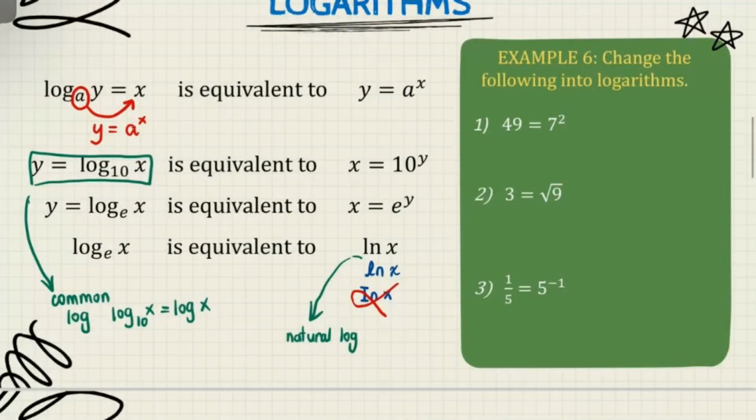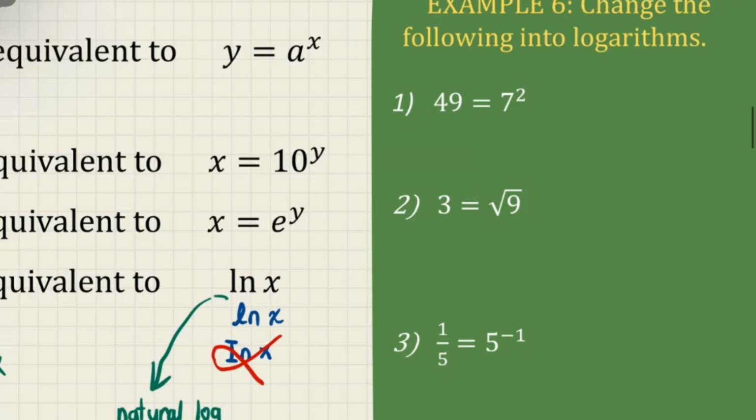Okay, now kita pergi pada example yang mudah. How to change the following index into logarithms. So let's say we have 49 equals to 7 to the power of 2. So nak jadikan dia dalam bentuk log macam mana? Okay, so ingat tadi kan base ini, so dia akan jadi base lah. Dia adalah log of 7 with 49 equals to 2. Okay, so itu dalam bentuk log lah.